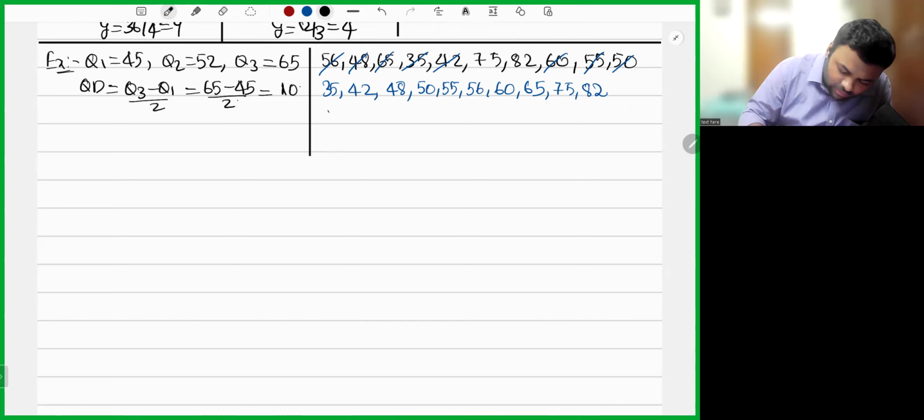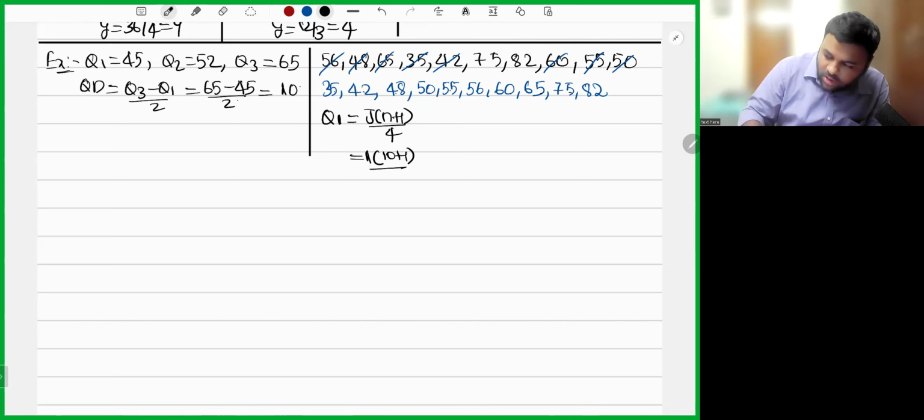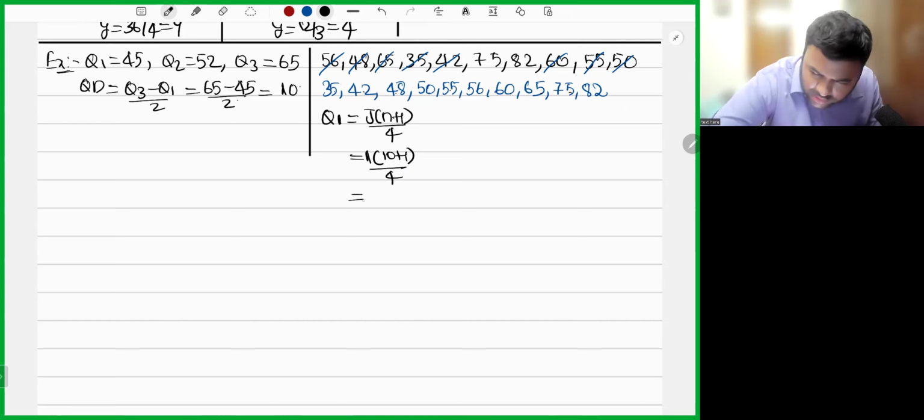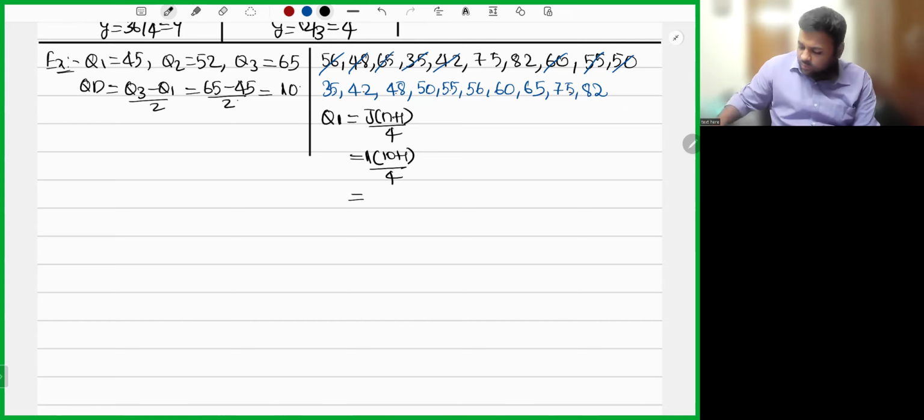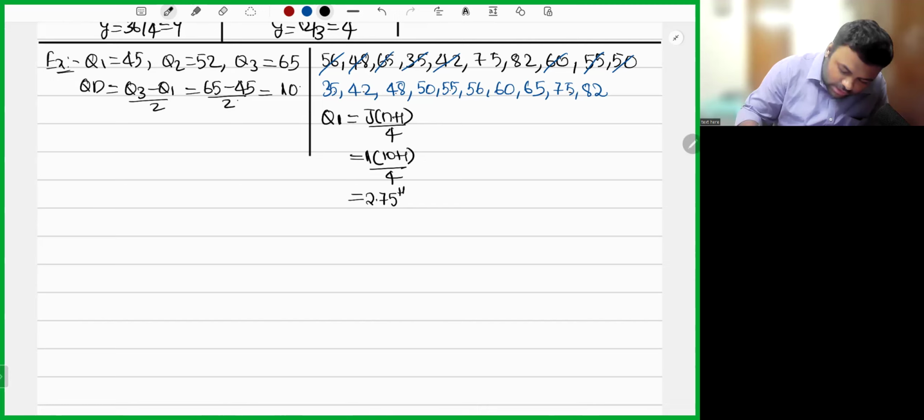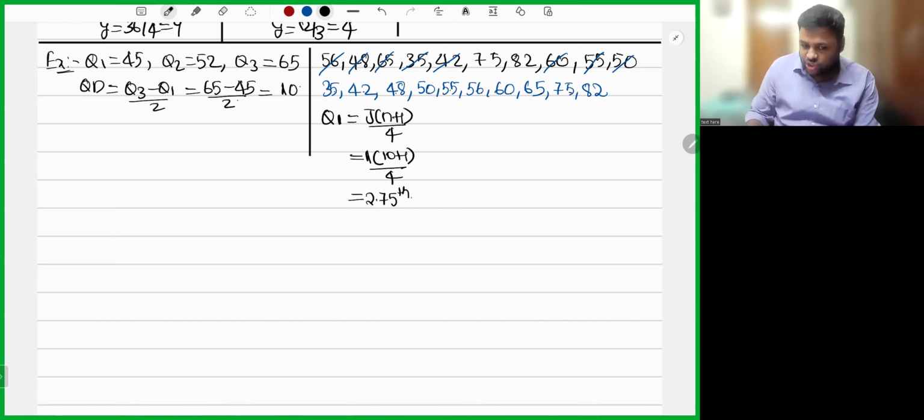How will I calculate quartile 1? j into (n plus 1) by 4. That is 1 into (10 plus 1) by 4, which is 1 into 11 by 4. What is 11 by 4? Let's check. Yes, it is 2.75. Is 2.75 the answer? No, 2.75 is the observation position.